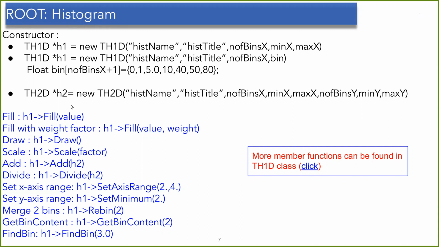Now, the one-dimensional and two-dimensional histograms allow us several operations. For example, you can fill the histogram by just calling Fill, and you can fill it with some weight. Here, if you want to fill some value, then the value will go with some weight, and the weight you can put in the second argument.